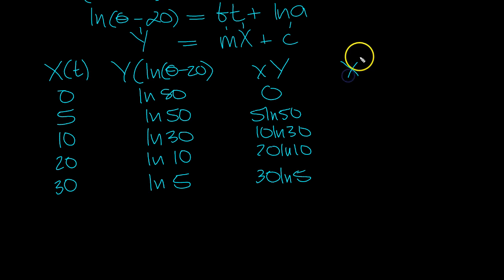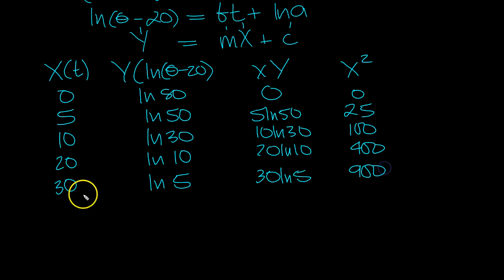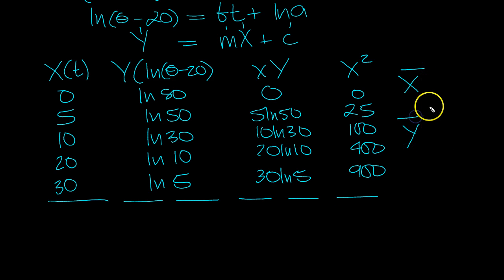And then we've got the x squareds: 0, 25, 100, 400, and 30 squared is 900. So here's our table. We need to sum them, and we need x bar and y bar. So the summation of the x's is 65. 65 over 5 is 13. Y bar is going to be the sum of the y's over 5.